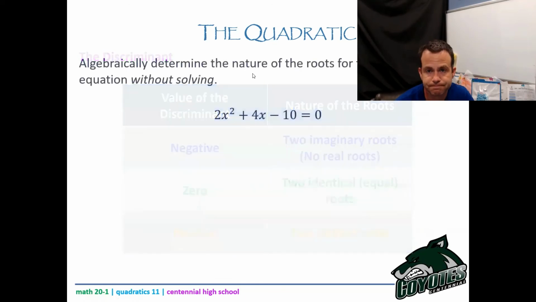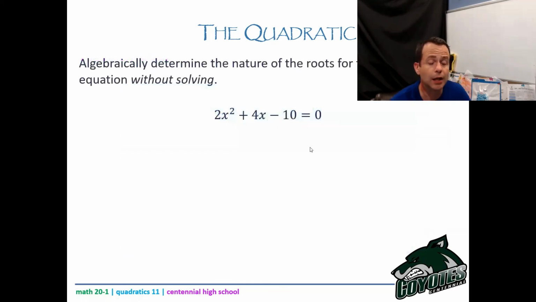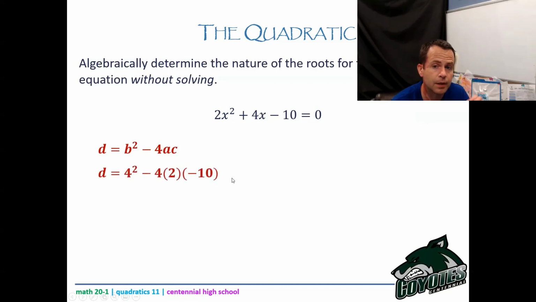Okay. All right, so algebraically determine the nature of the roots for the following equation without solving it. So I'm going to go right to my b squared minus 4ac. My b, a, and c are still gotten the same way, right? A is 2, b is 4, c is -10. But I'm going to just plug it into the discriminant this time. So I've got 4 squared minus 4 times 2 times -10. Okay, that gives me 96.